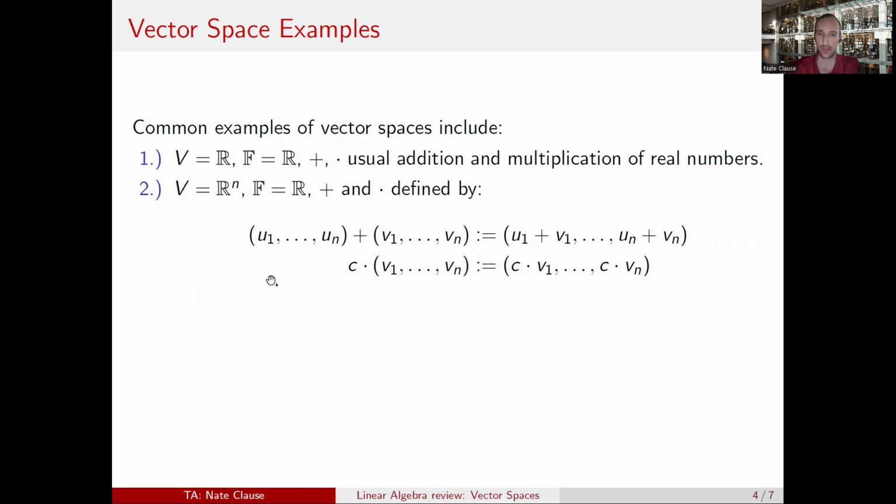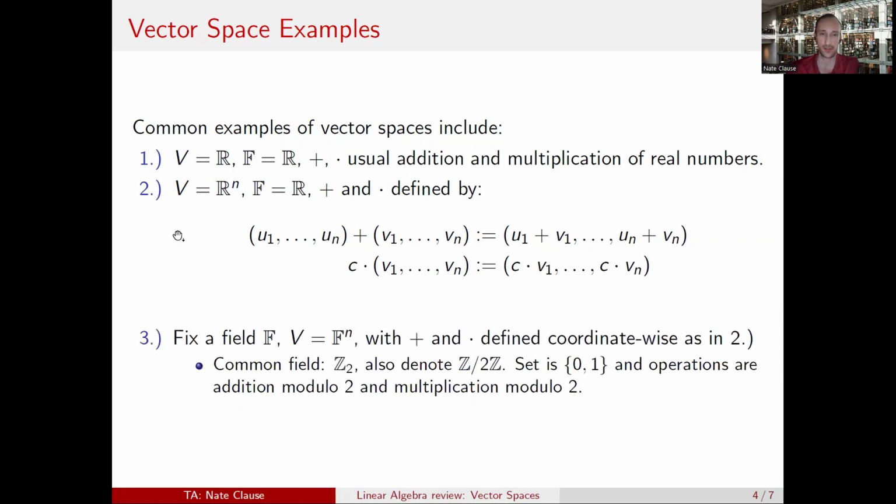This can be generalized outside of Euclidean space to work for any field. So if you fix any field F, you let V be F^n, where addition and multiplication are defined coordinate-wise as above. And most of the vector spaces we will be working with in this course are of this form in example 3.